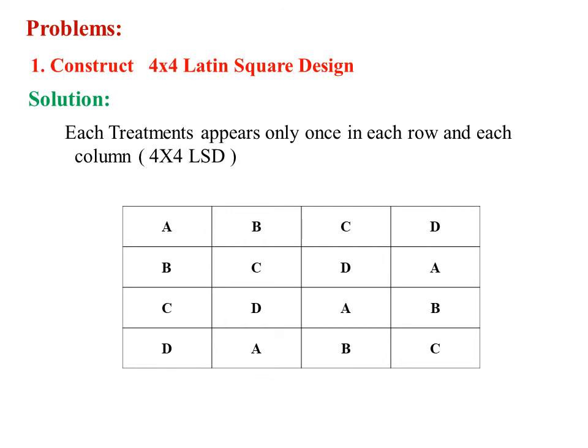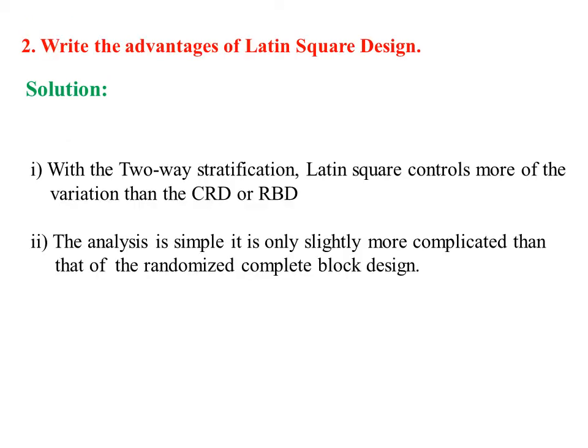So look at the first row. A in the first row, first column, A is available only once. Look at the second row. In the second row, B appears only one time. So this process is called the Latin square technique. Clear? So second problem, write the advantages of a Latin square design.